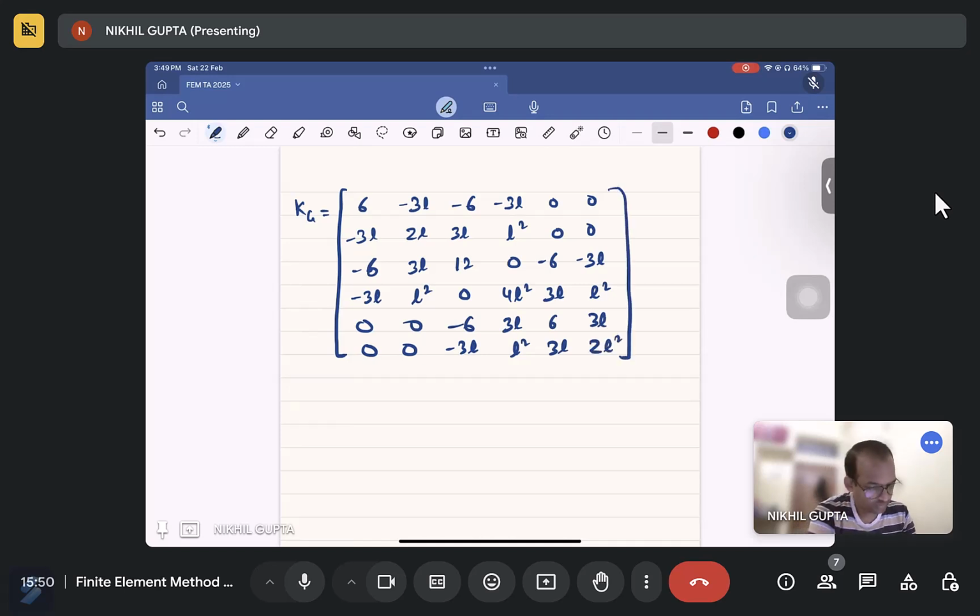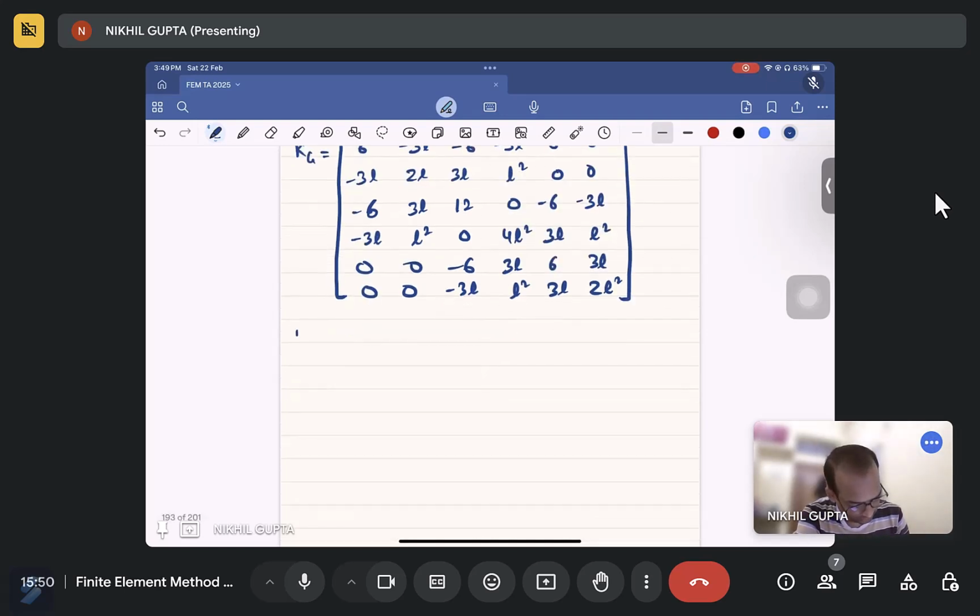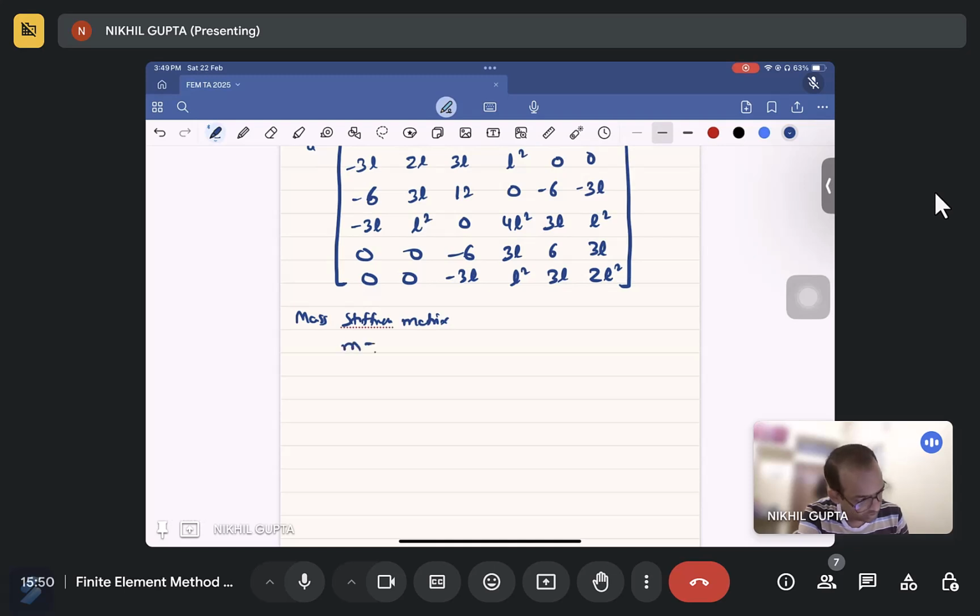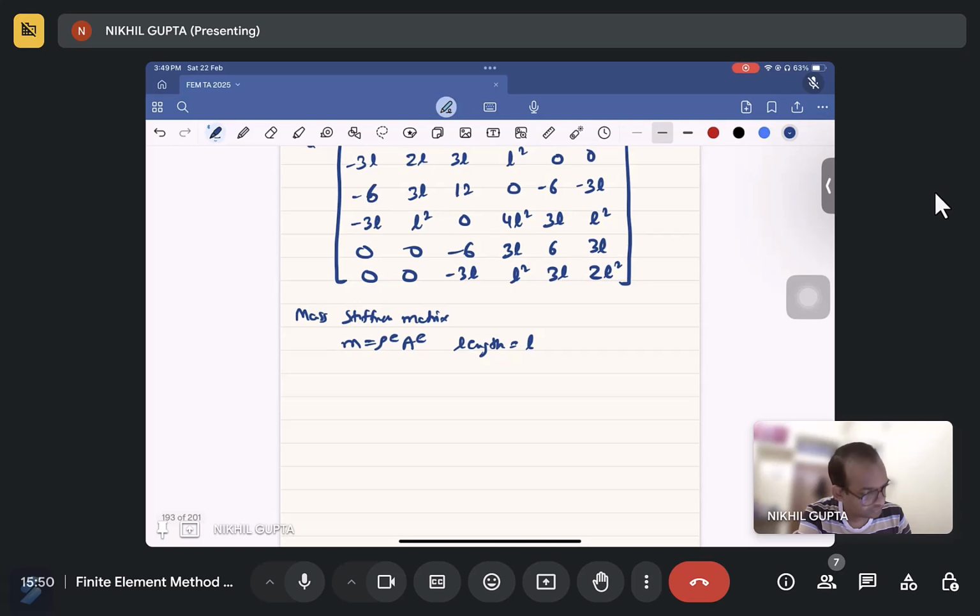Okay, so this was the K global matrix. Now we also know the mass matrix, where M is equal to rho times the element area times the element length, and Le is equal to L.